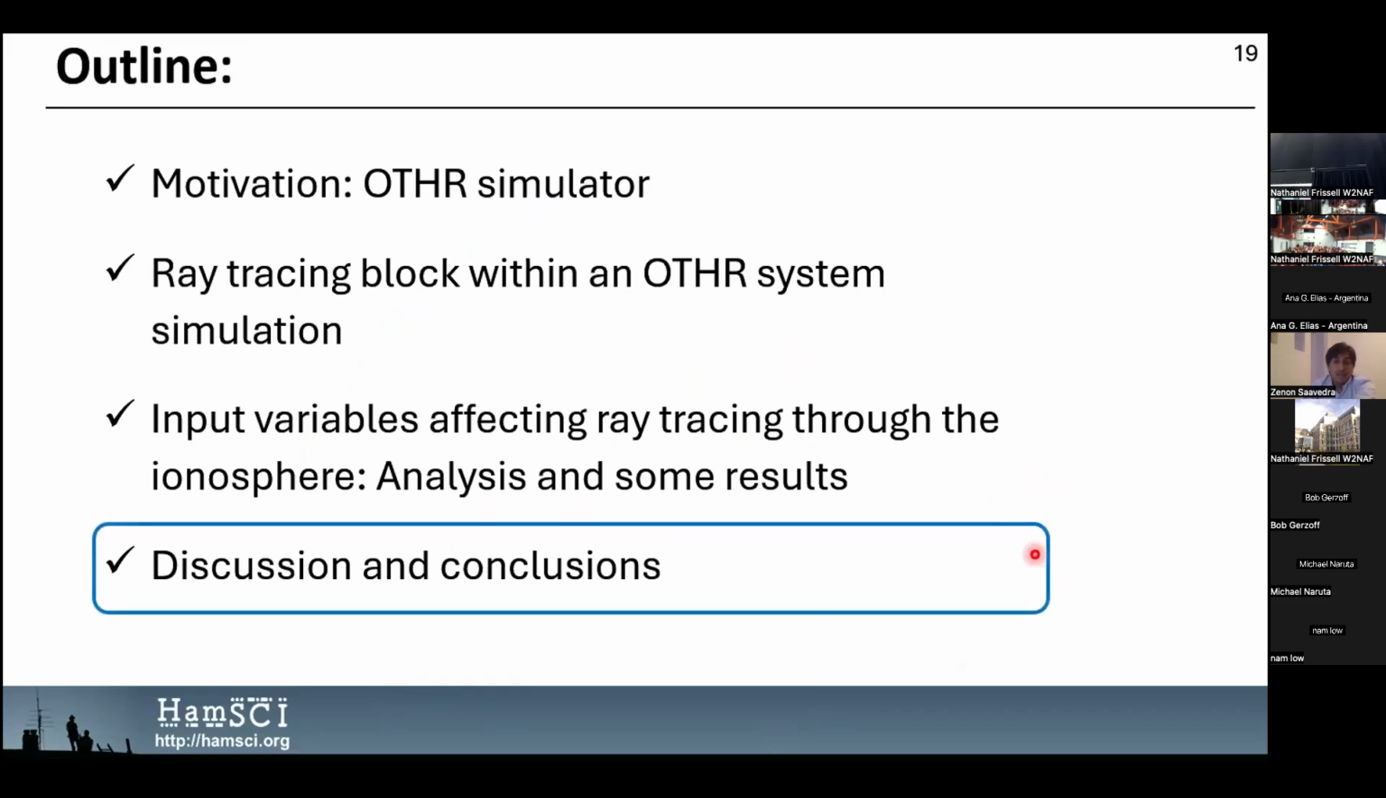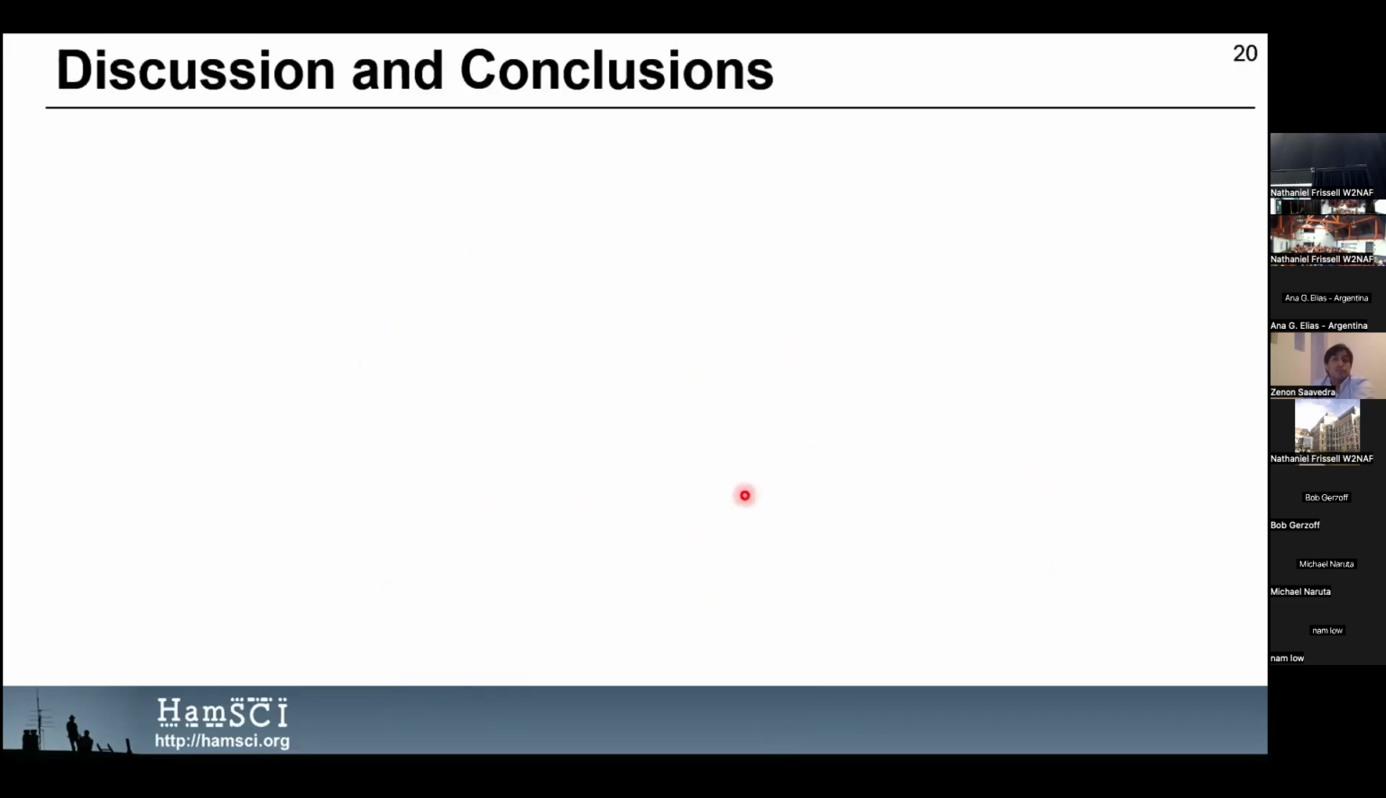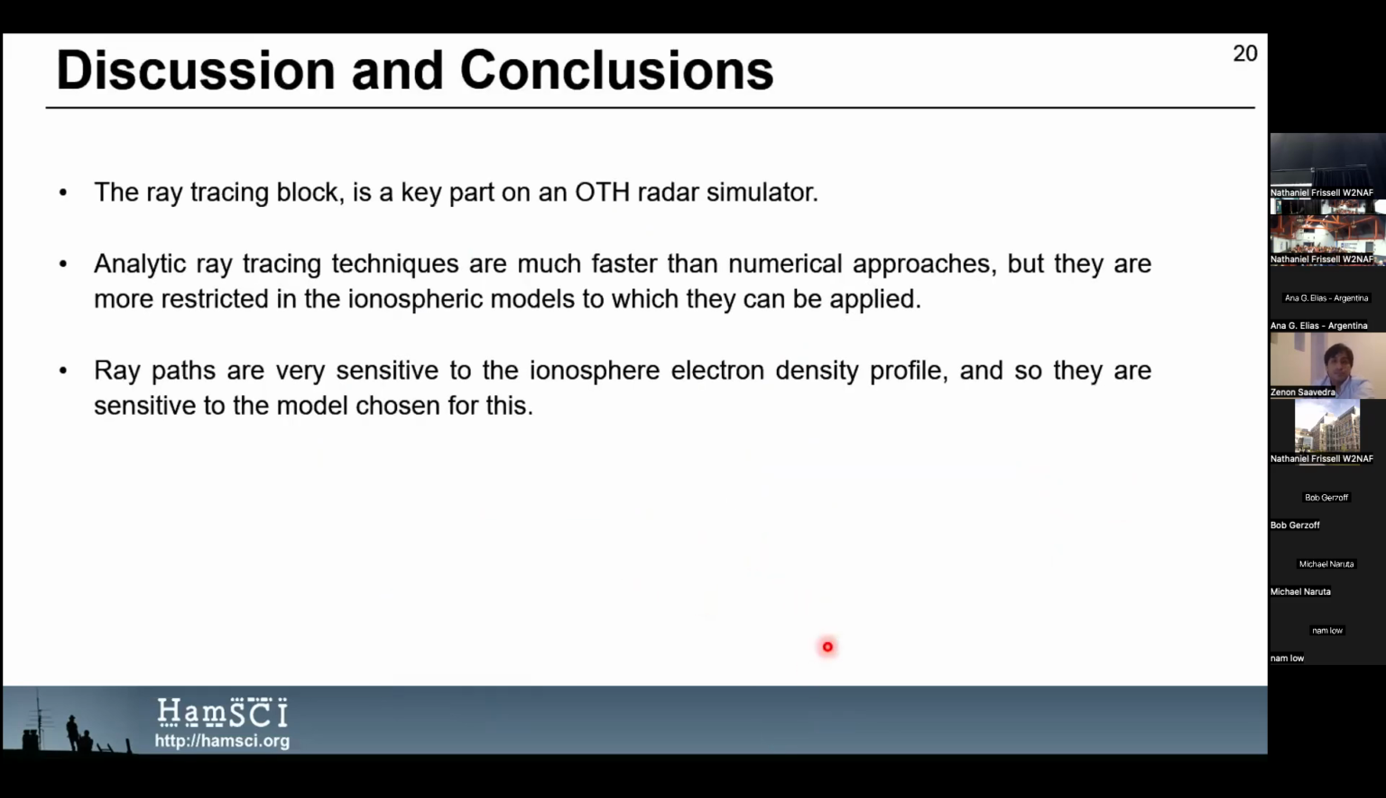Okay, and finally, let's move on. We have the discussion and conclusions of this talk. The first is that the ray tracing block is a key part of the over-the-horizon radar simulator. It's a very important part of this simulator.